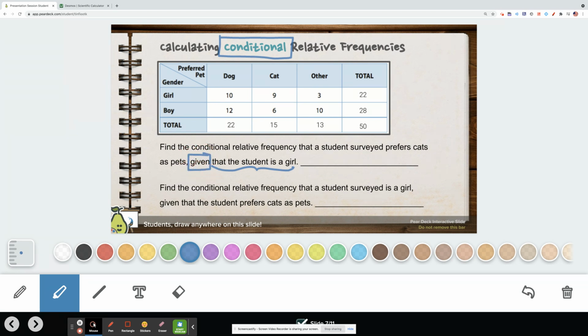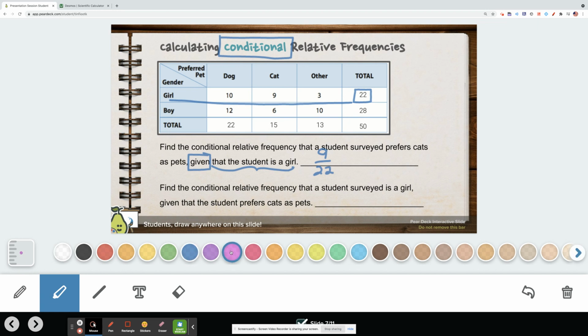Okay, so let's look at this sentence. Find the conditional relative frequency that a student surveyed prefers cats as pets, given the student is a girl. So this is my whole, because when you look at girl, that's your total. And if that's my total, the relative frequency that out of the 22 girls surveyed they preferred cats, that's 9. You could write that as a decimal or a percent. I'm going to leave it as a fraction.